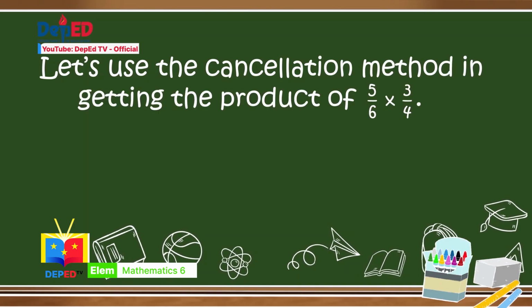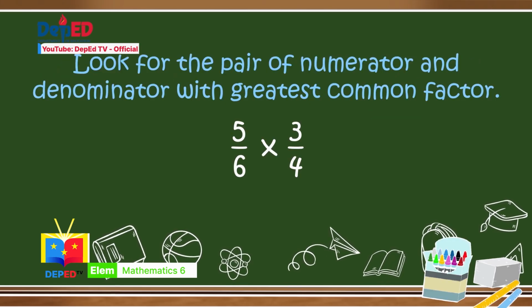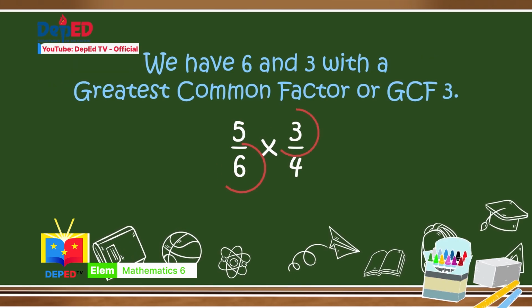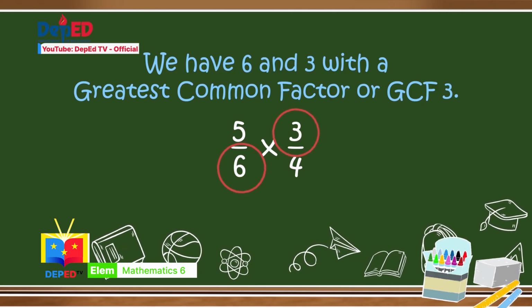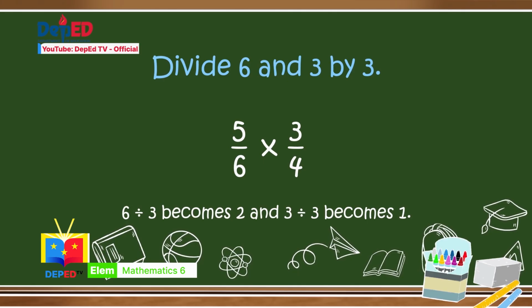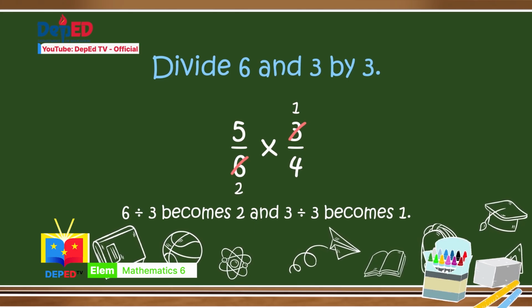Let's use the cancellation method in getting the product of 5/6 times 3/4. First, look for the pair of numerator and denominator with greatest common factor. We have 6 and 3 with the greatest common factor, or GCF, of 3. Next, divide 6 and 3 by 3. 6 divided by 3 becomes 2. 3 divided by 3 becomes 1.